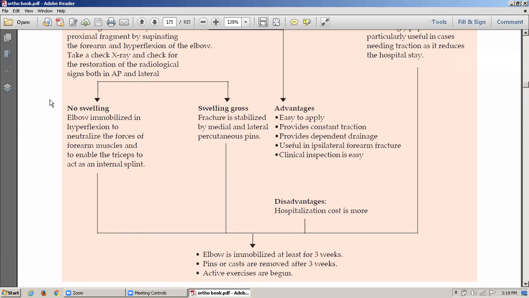So take a check X-ray and check for the restoration of the radiological signs, both anteroposterior and lateral. So here, when there is no swelling, then the elbow is immobilized in hyperflexion to neutralize the forces of the forearm muscles and enable the triceps to act as an internal splint. And when the swelling is gross, then the fracture is stabilized by medial and lateral percutaneous pins.